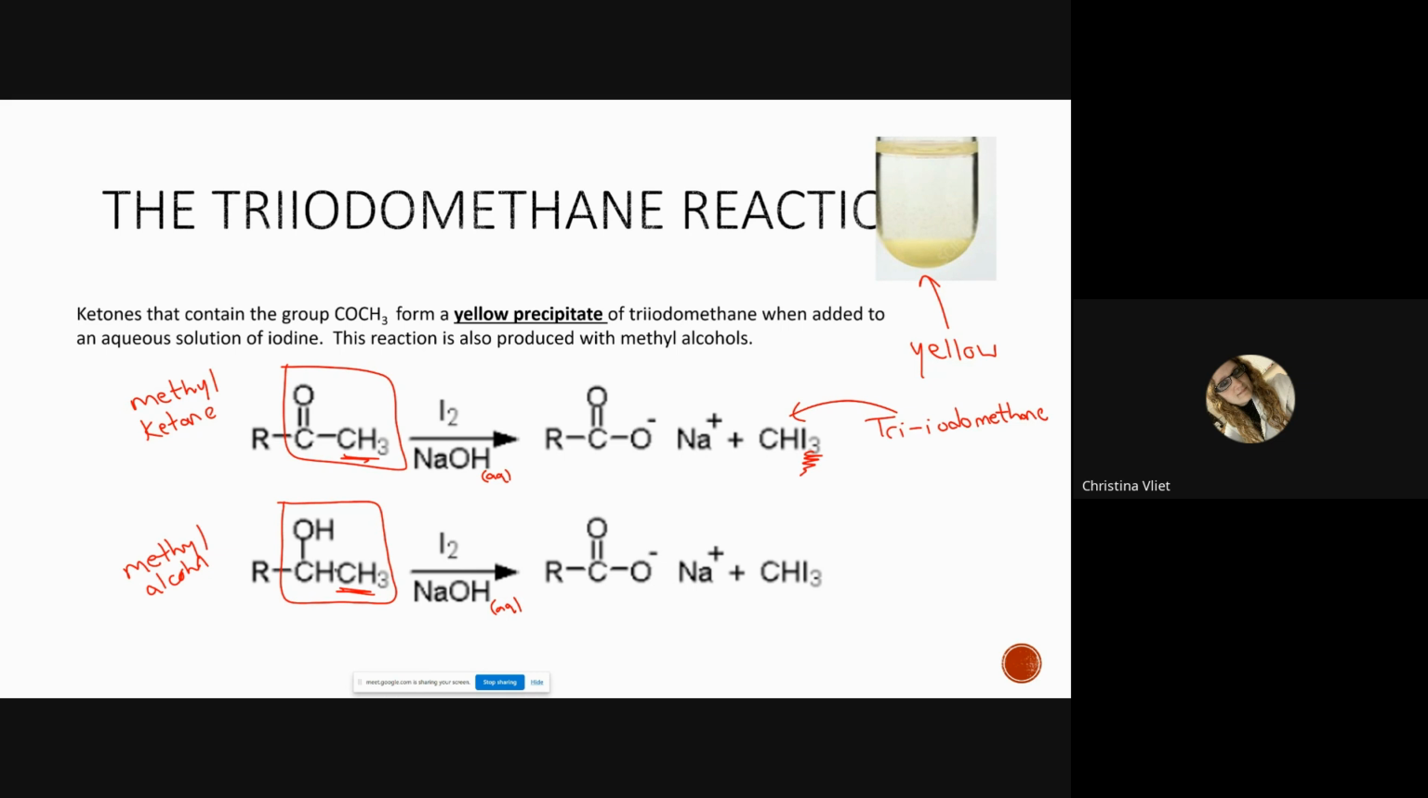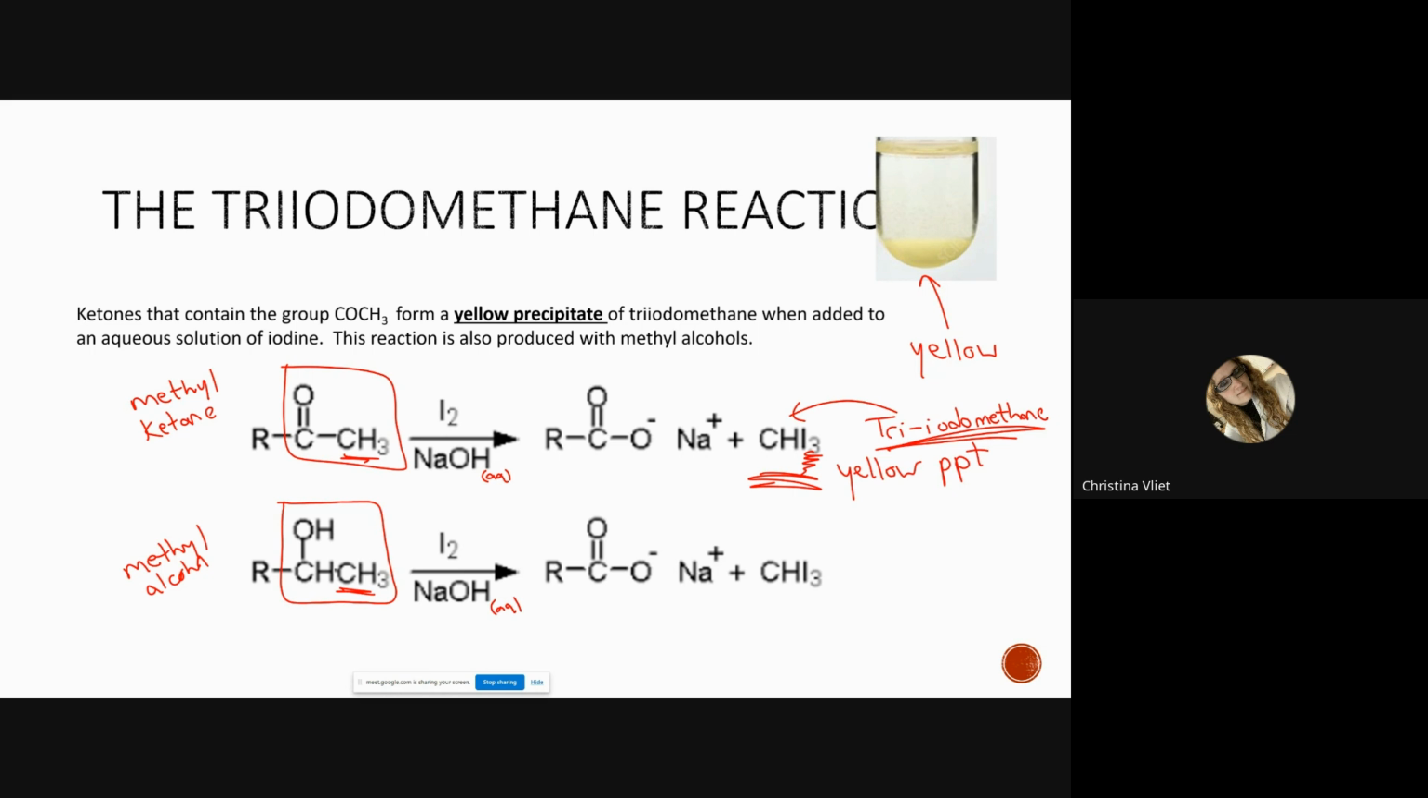And you're left with this precipitate. The positive result, and most of the time Cambridge just asks for the positive result here, is that you get a yellow precipitate. You do need to memorize the name of this product, and that its formula is CHI3. This is called the triiodomethane reaction. If you see a test tube with that yellow falling to the bottom, that means you have triiodomethane as your product.